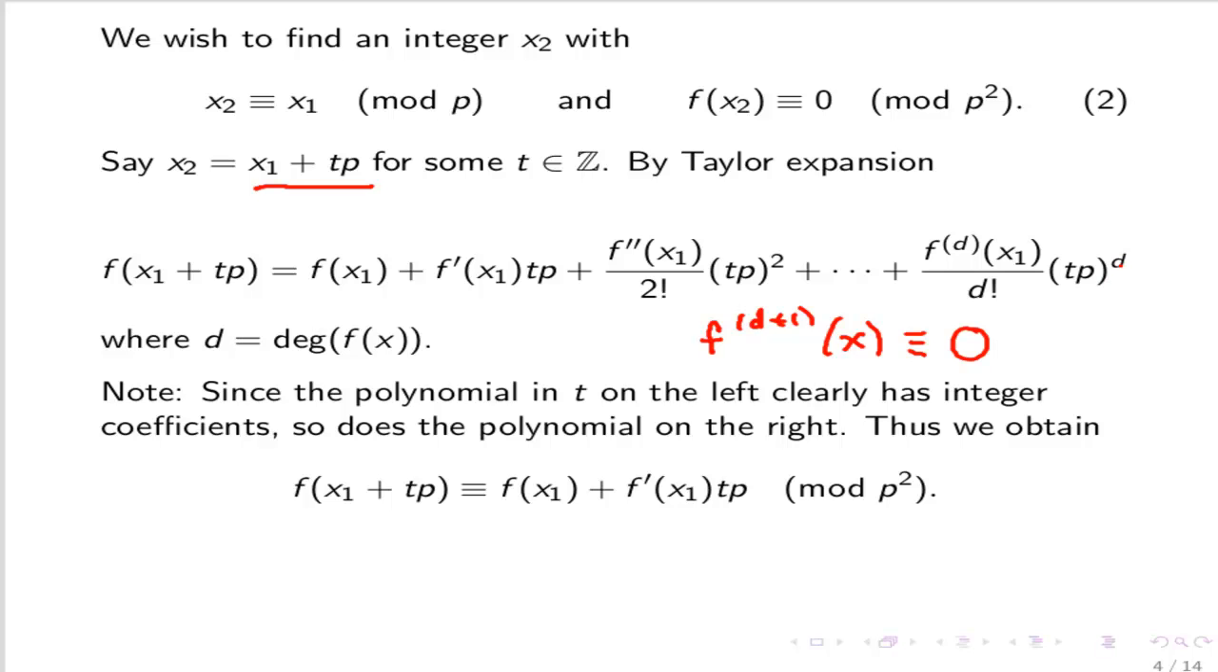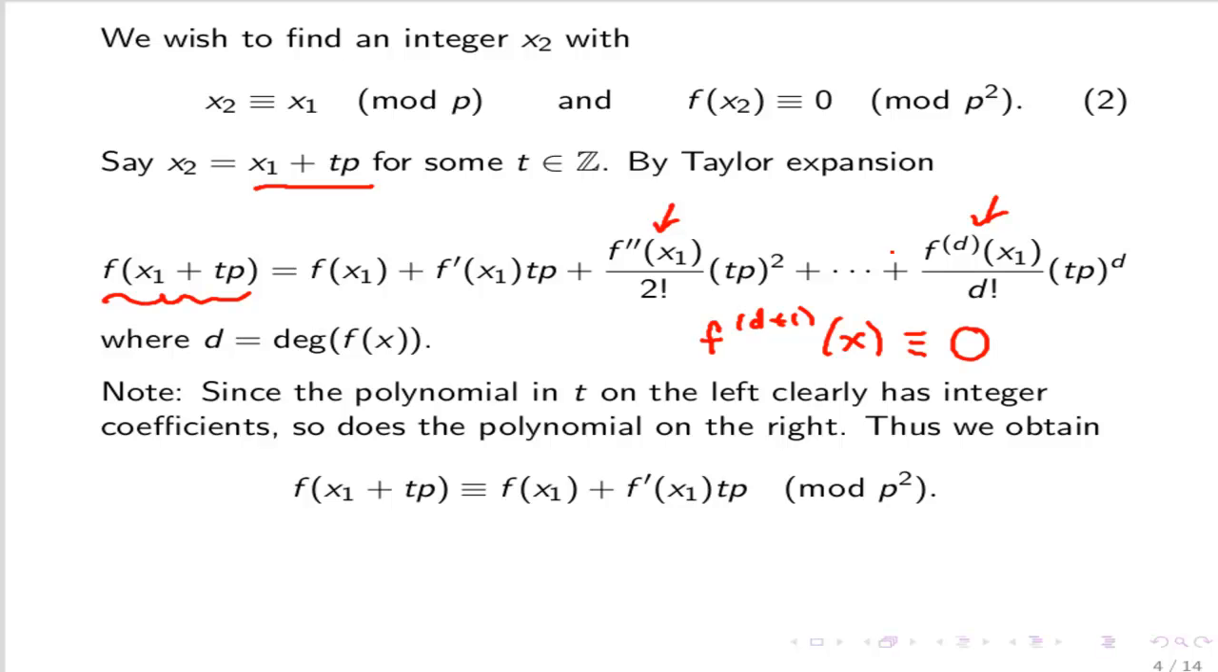So note, the polynomial in t on the left-hand side right here is clearly a polynomial with integer coefficients. f started with integer coefficients. You're just plugging in an integer x1 plus t times p, and so that has integer coefficients. And therefore, although it looks like I've written down a bunch of fractions with these terms right here, these are really whole numbers we're talking about. This is a polynomial with integer coefficients.